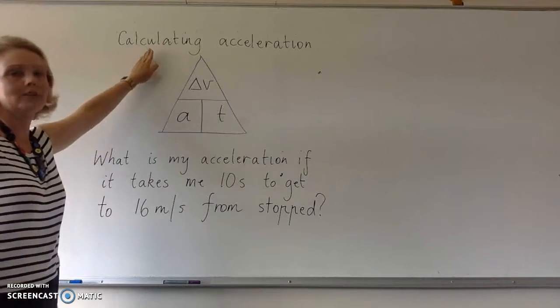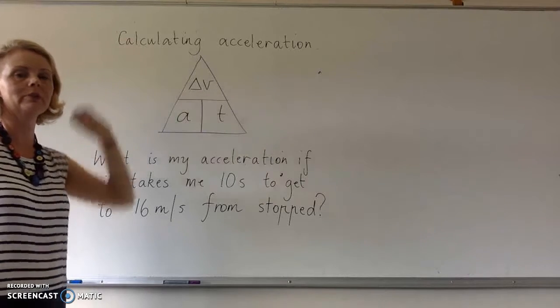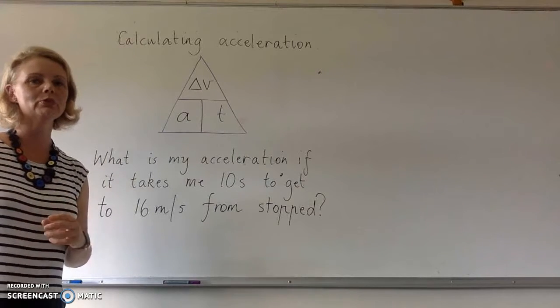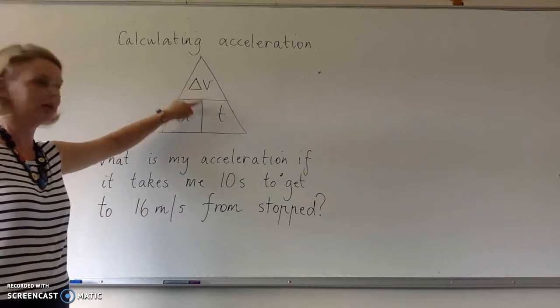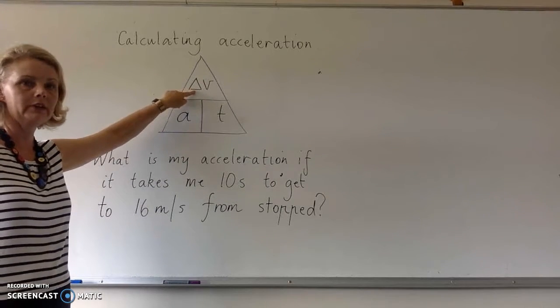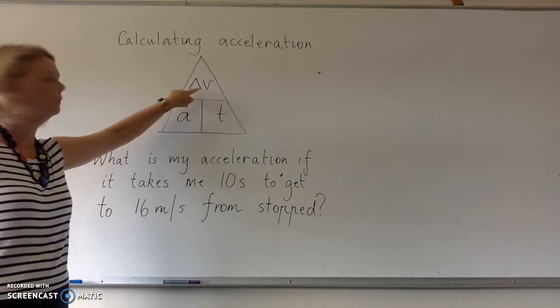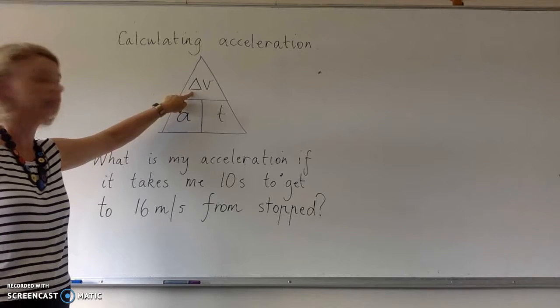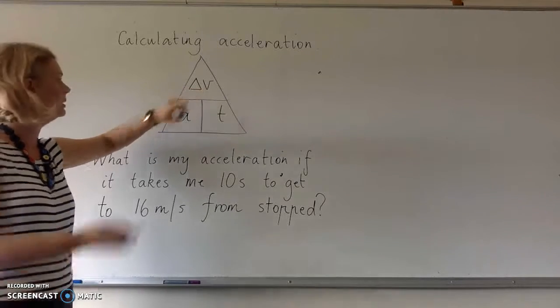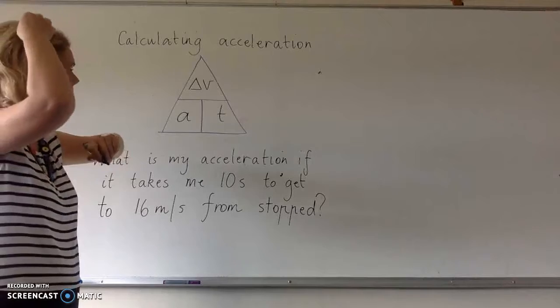Today our learning goal is to learn how to calculate acceleration. Acceleration is the rate of change of speed, or how our velocity changes over time. This funny thing here, what on earth is that? Delta V, that's called delta. It's a Greek letter. It's just D, the fourth letter, V. That means change in velocity.